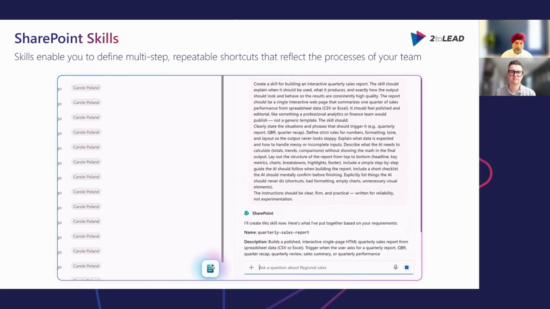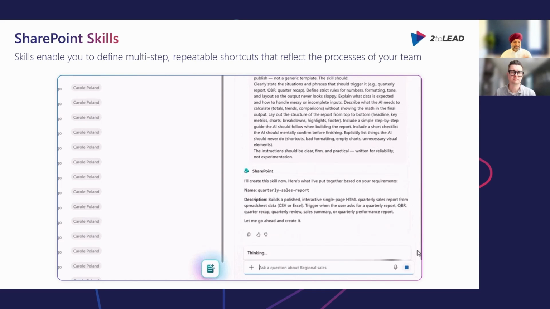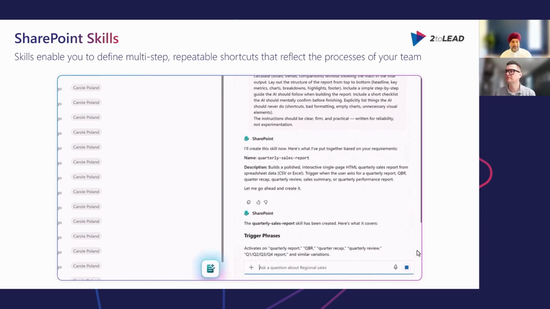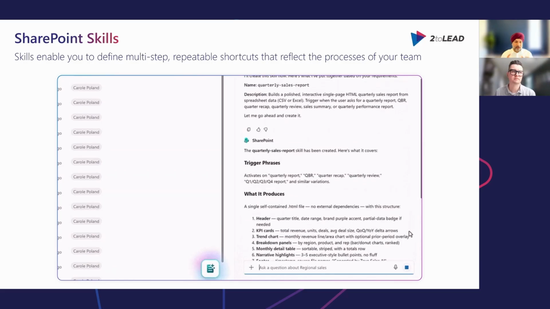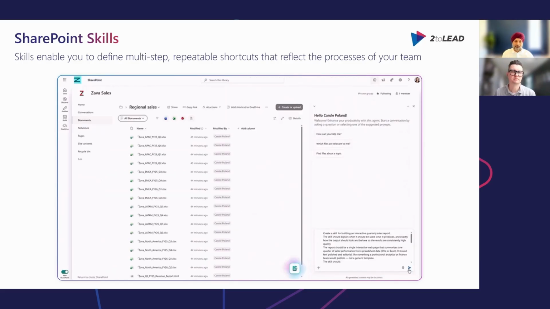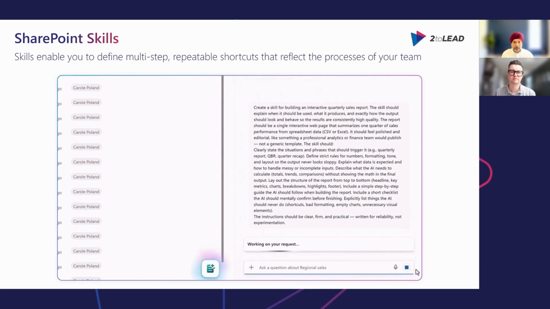Everything from drafting proposals and using some of the content. In this example, we're just looking at a quarterly sales report. The skill's been created, and now somebody's going to the agent and saying, hey, can you help me create a quarterly sales report? The benefit of this is the skill is defined at the site level.